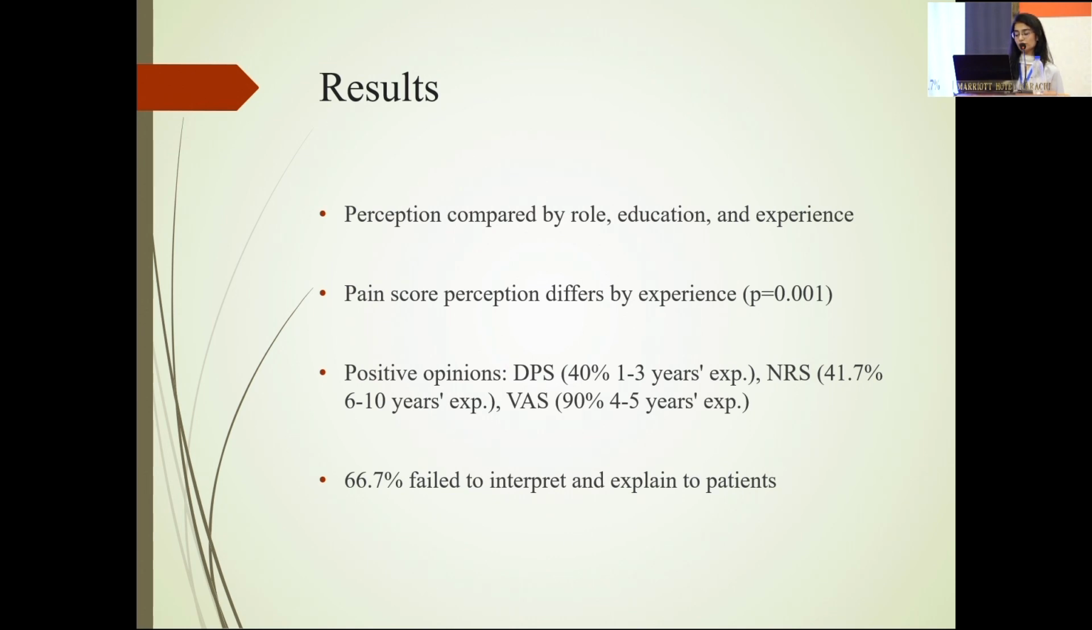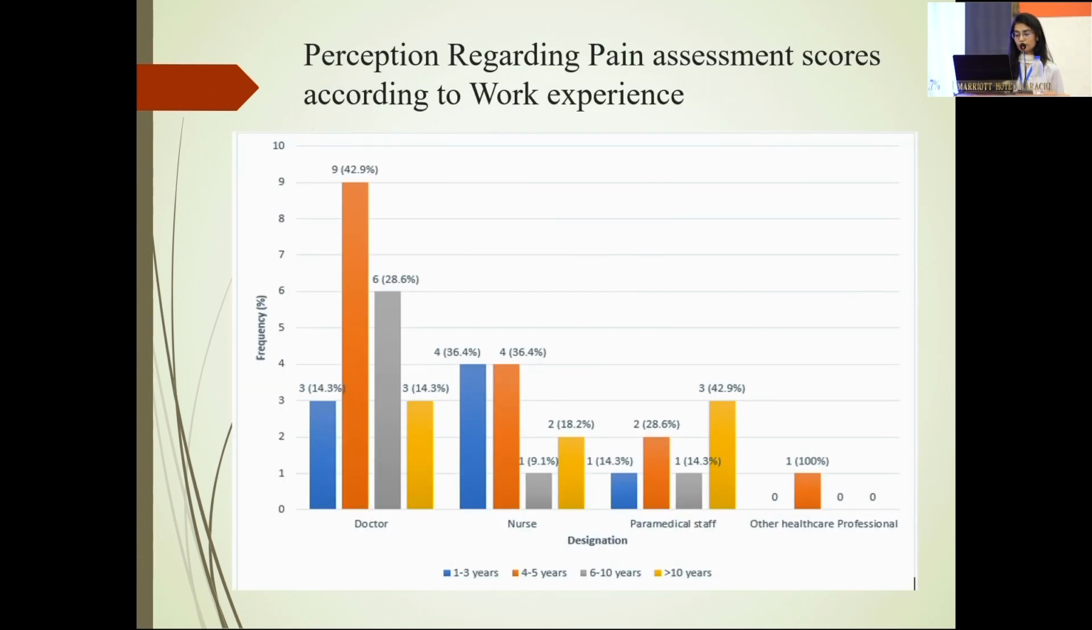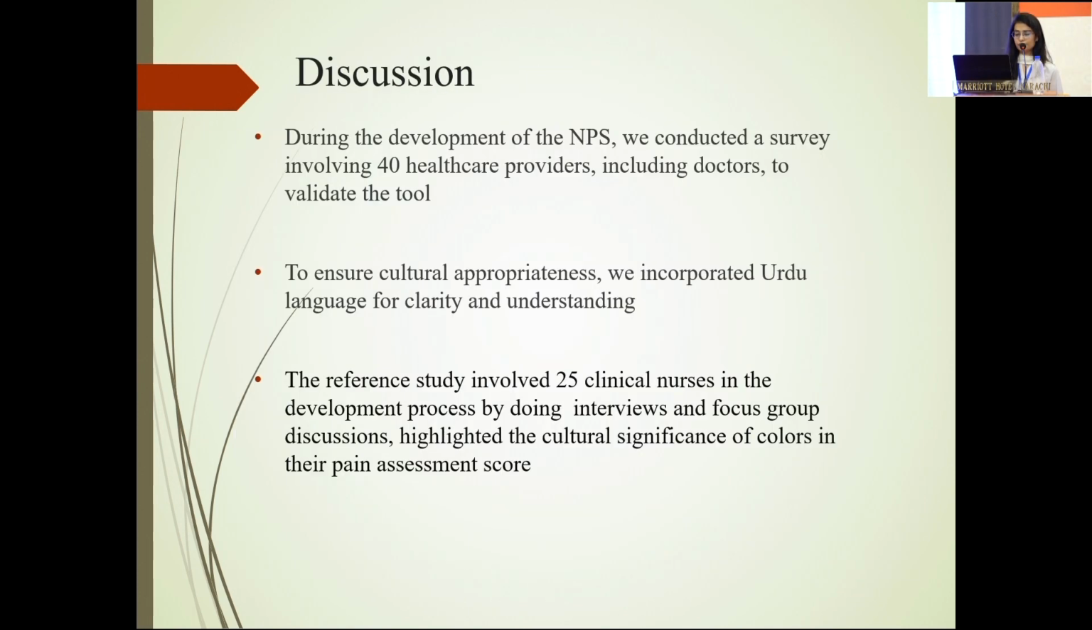The 41% of healthcare providers who had 6 to 10 years of working experience found regular NRS easy, and those who had 4 to 5 years of working experience found VAS easy to implement. You can see in this graph, the healthcare providers who had 1 to 3 years of experience found DPS, or the new pain scale, easy, while most who had 4 to 5 years of experience found NRS and VAS.